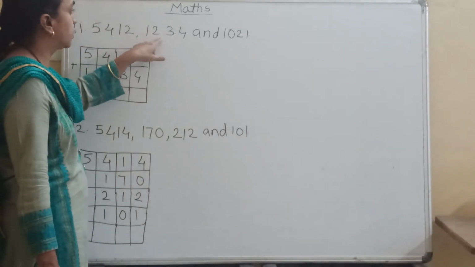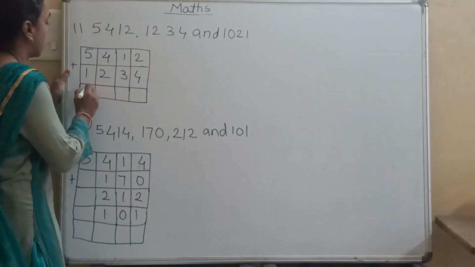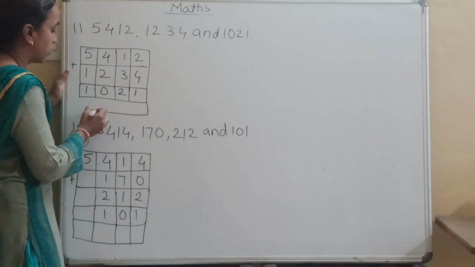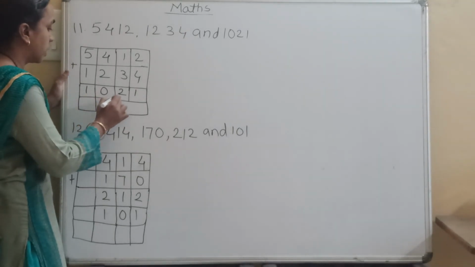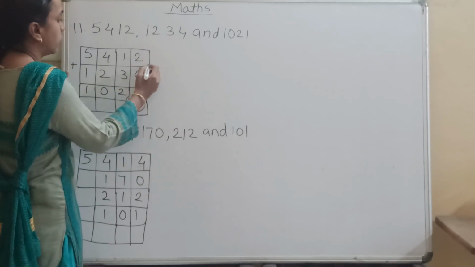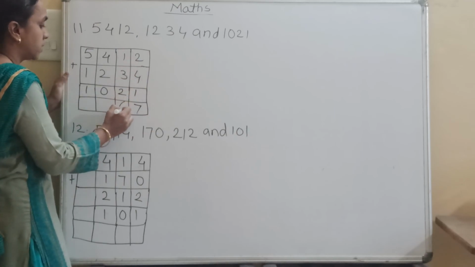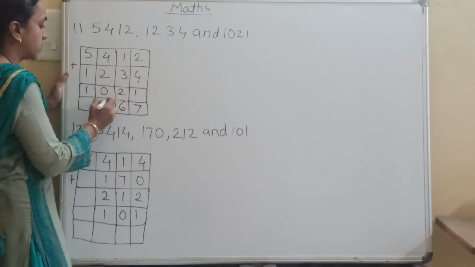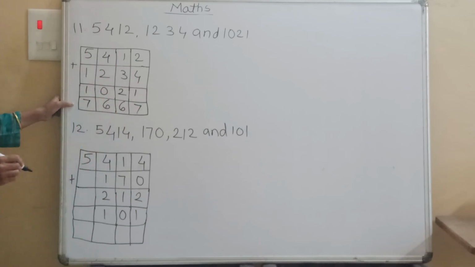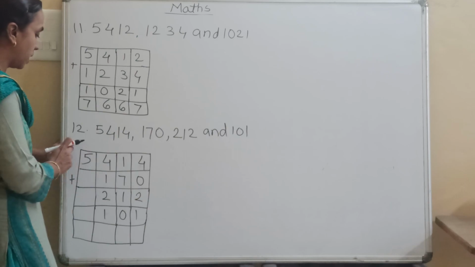5412, 1234 and 1021. So these three are all 4-digit numbers. So we have to write down one below the other like this. So 4 plus 2, 6. 6 plus 1, 7. 3 plus 2, 5. 5 plus 1, 6. 4 plus 2, 6. 6 plus 0, 6. 5 plus 1, 6. 6 plus 1, 7. So our answer is 7667. Now see 12th question.